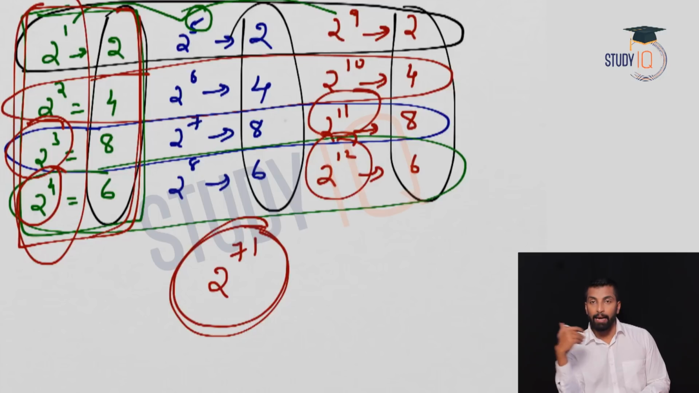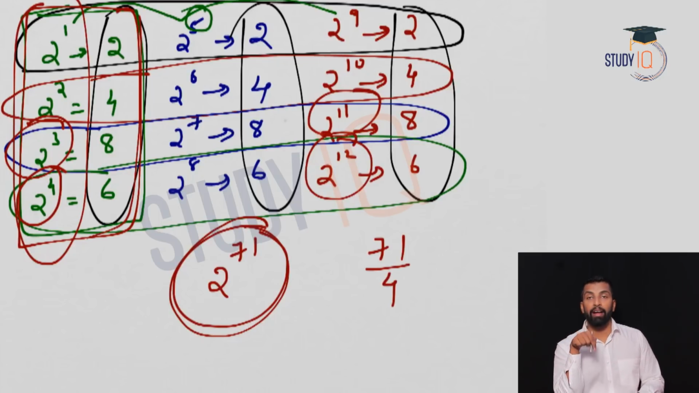What you need to do is take the power, that is 71, and divide by 4. Why dividing by 4? Because the power cycle is 4, or the frequency is 4. And see what the remainder is. You get a remainder of 3. Then you can write it as 2 raised to 3.